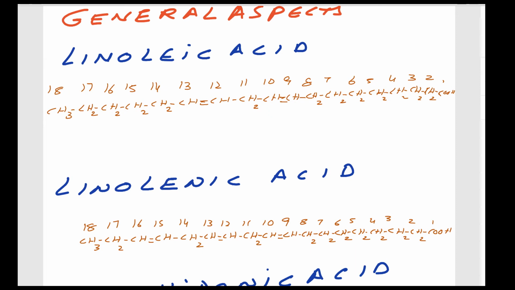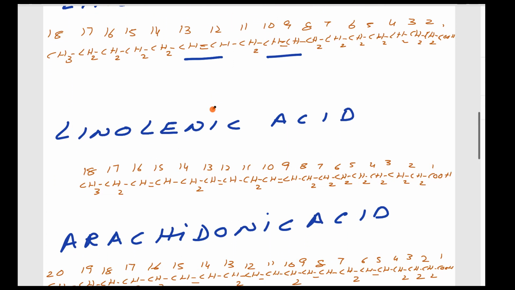Now I have written the structure of linoleic acid, that is an 18 carbon fatty acid having two double bonds. You have seen the 18 carbon fatty acid; I have given the numbering. The double bond is between 9 and 10 and also 12 and 13. Then linolenic acid, again 18 carbon. There are three double bonds, at 9, 10, then 12, 13, and then 15, 16.